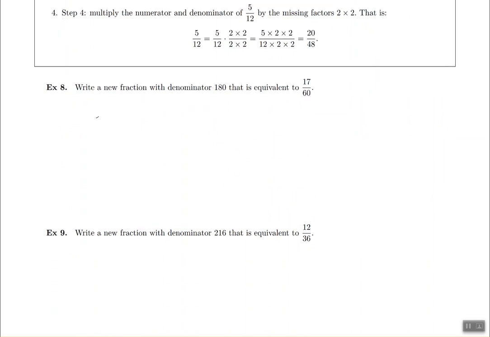So we're going to start with the first example. It says 17 over 60, and they want us to write it as an equivalent fraction with a denominator of 180. So what we want to do is put a 180 down here. It's a pretty straightforward way of doing things. What we have to do is think about how they went from 60 to 180. What did they multiply 60 by to get 180? They multiplied by 3.